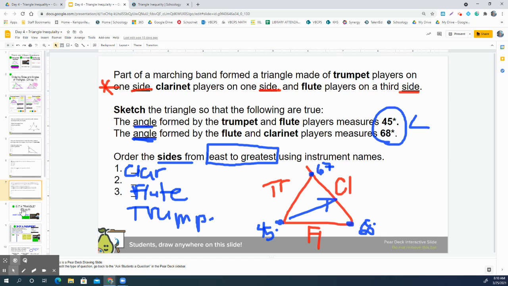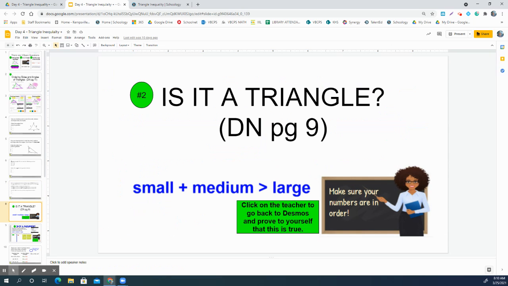The second topic for today is: is it a triangle? You still need 3 corners, but we're going to do small plus medium is bigger than large. If you go back to that same Desmos, and you can click on Miss Kimbrough over here to verify that, you'll see that the small side plus the medium side is always bigger than the largest side. So just chant to yourself, small plus medium is bigger than large. Small plus medium is bigger than large.